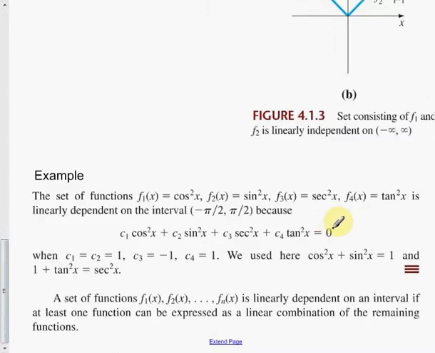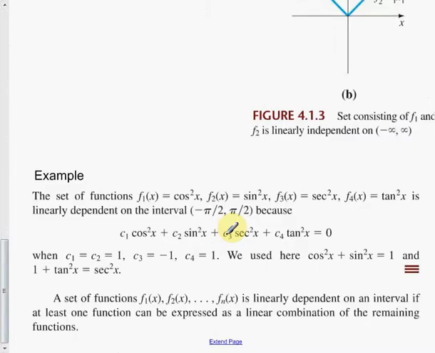If it's equal to 0, can you find scalars c1, c2, c3, c4? If all of c1, c2, c3, c4 must be 0, then these functions are said to be linearly independent. But if you can find scalars c1, c2, c3, c4 such that the combination of these equals 0, but these constants are not all 0, then the functions are said to be linearly dependent.